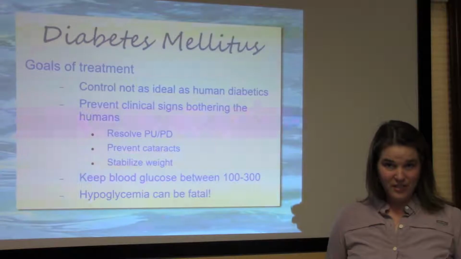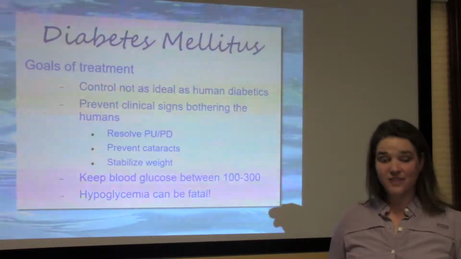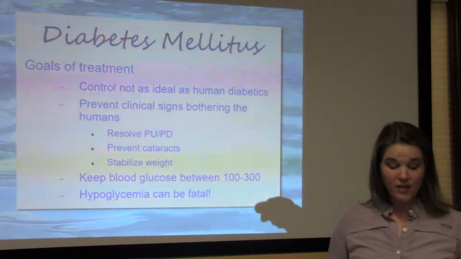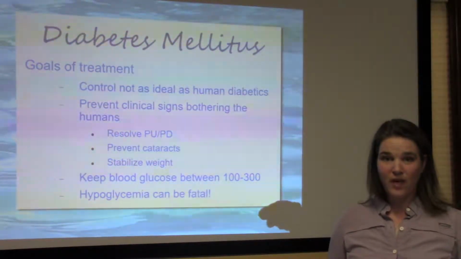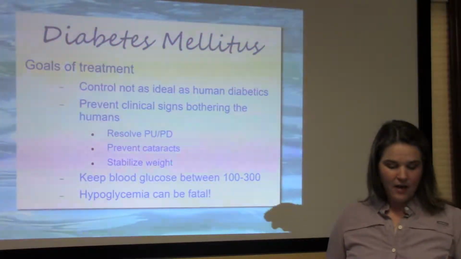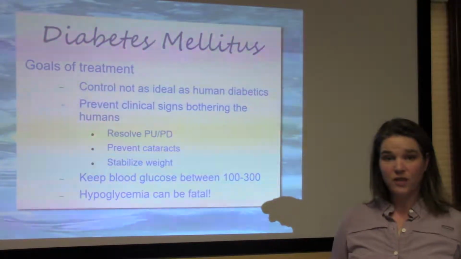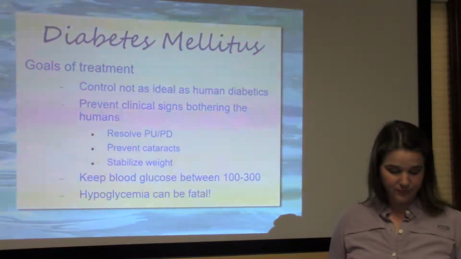In animals, our goal is to prevent the clinical signs that our clients find annoying. If we keep the blood sugar between about 100 and 300, we can minimize PUPD, stabilize the patient's weight, prevent cataracts. We don't want our blood sugar to fall much below 100 though, because again, hypoglycemia can be life-threatening.